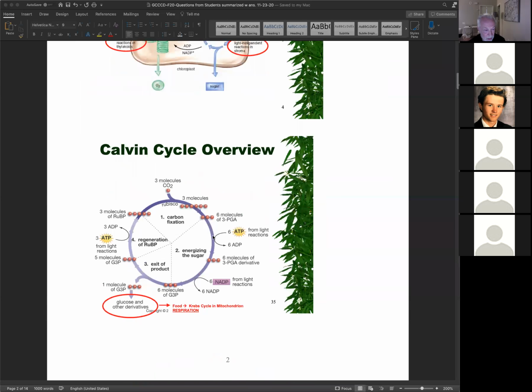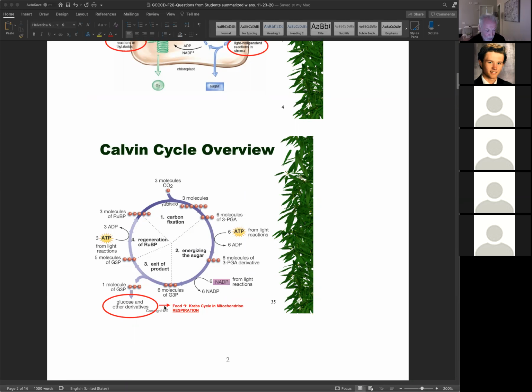and is used in this step here, 6 ATP go to 6 ADP, and the energy from that is used to fix carbon. And there's 3 more ATPs used over here. So each time the Calvin cycle turns, it uses 9 molecules of ATP, and out comes the bottom here, and I've circled it, glucose.